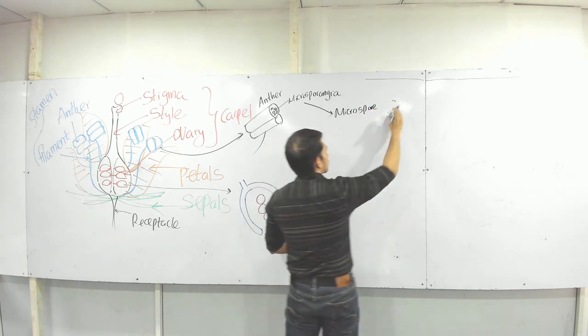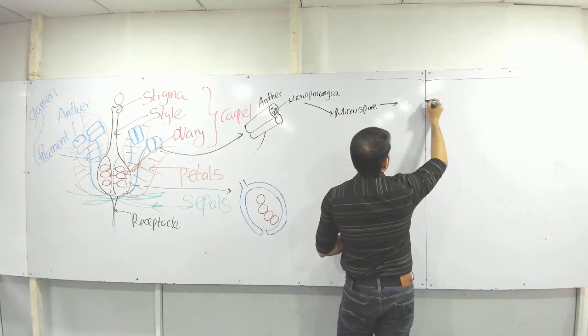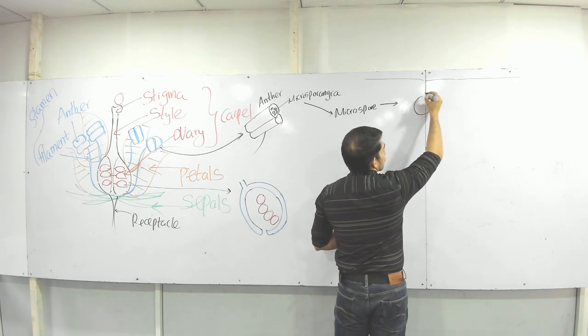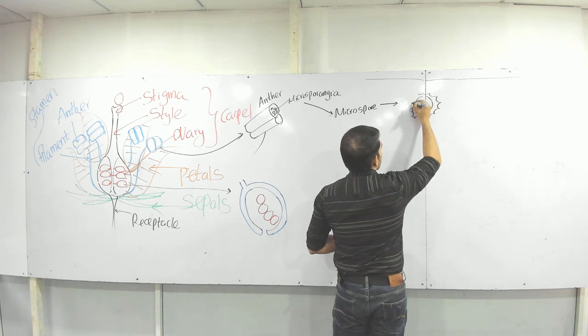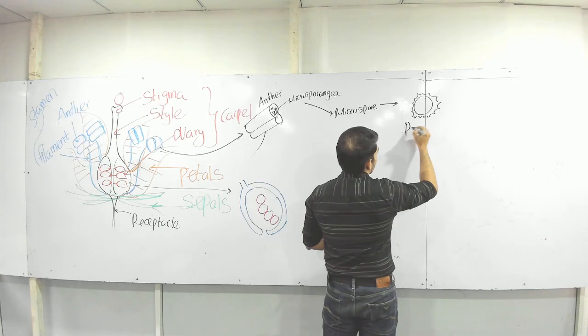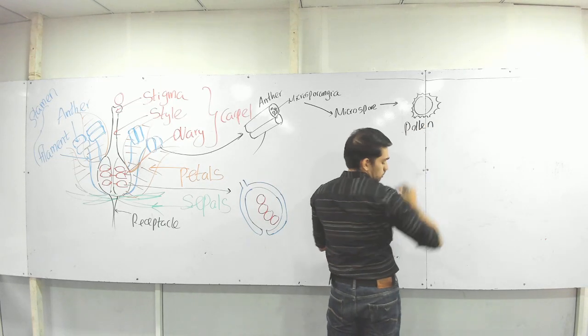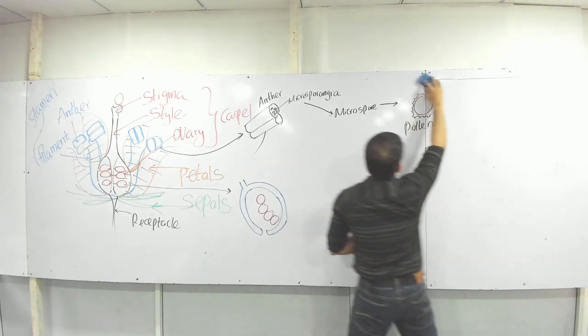What's going to happen to microspores? They are going to be enclosed by sporopollenin. So what is the name we give to this? Pollen. Singular, you can say pollen grain. Pollen grain. Right?